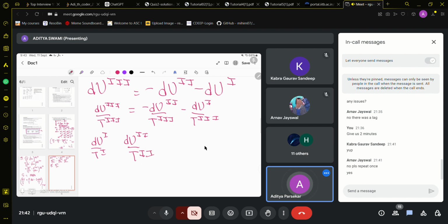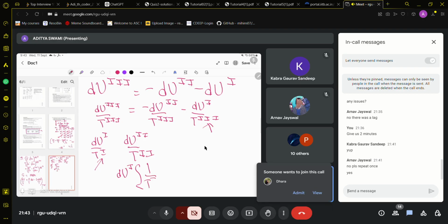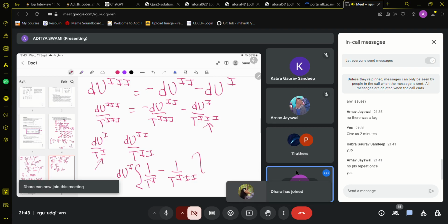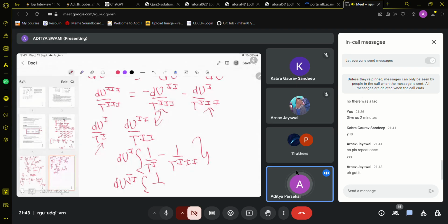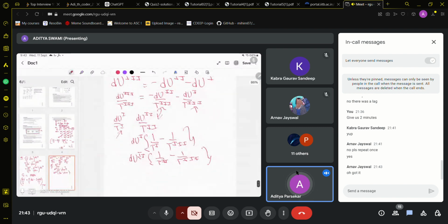This is common for all the systems. So I'm going to pair up these terms now. I'm going to pair up this and this. So I'm going to have du1 into 1 by t1 minus 1 by t3, right? And similarly, I'm going to pair up this term as well for system 2 and 3. So I'm going to have du2 into 1 by t2 minus 1 by t3. Okay, yeah. So this part's a bit tricky, I guess. Yeah, it's for the first time. I don't think I saw this in the midsem either.